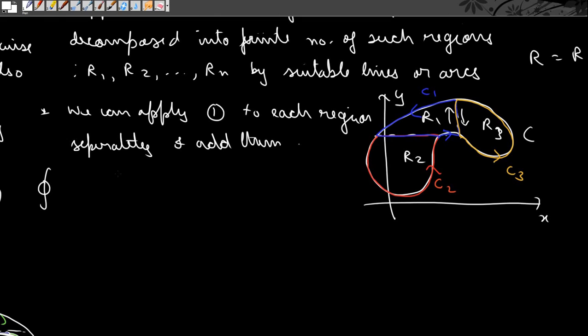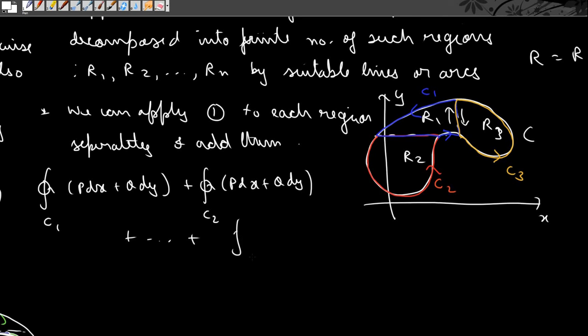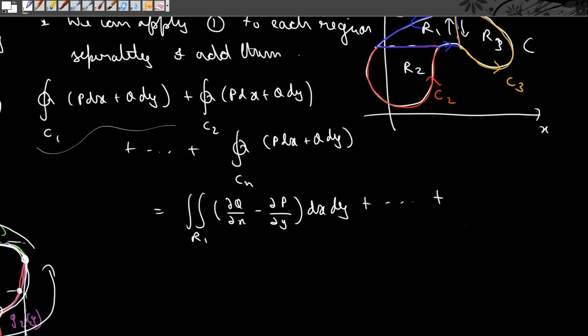So basically, for the first region, this will be the integration over C1 of p dx plus q dy, and for the second region, integration over C2, again p dx plus q dy, and so on to the nth region, Cn, p dx plus q dy. The corresponding values will be the double integration over R1 of dou q by dou x minus dou p by dou y dx dy. So this is when we apply equation 1 to just this part. Similarly, we have n terms here, up to Rn, dou q by dou x minus dou p by dou y dx dy.